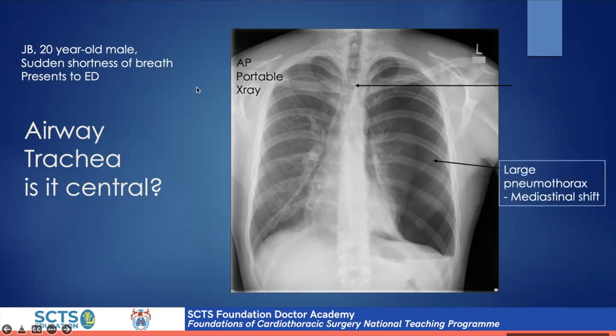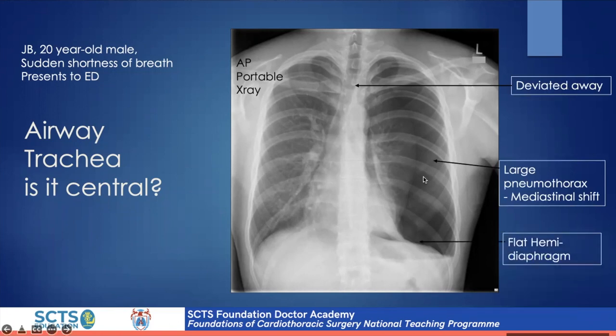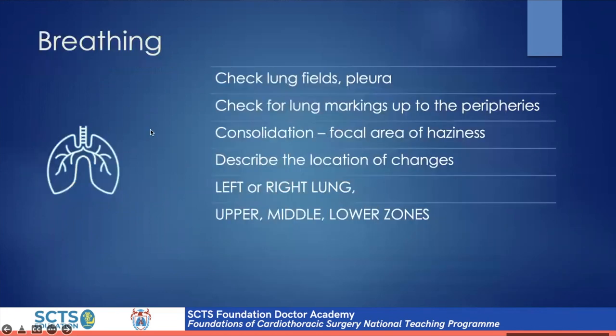As I pointed out here, there's a large pneumothorax, mediastinal shifting, the trachea is deviated away, and you've also got a flattened left hemidiaphragm there. Well done, thank you, Calvin. Okay, so we'll go on to breathing.